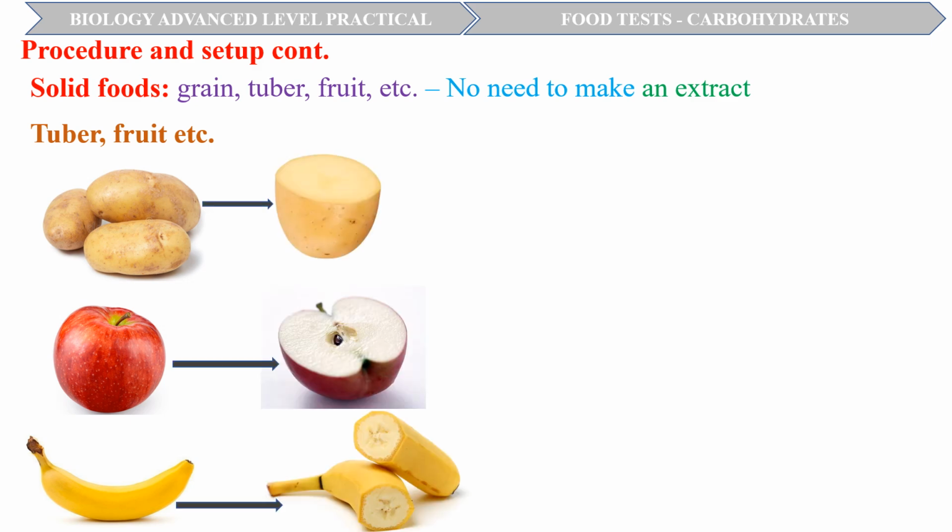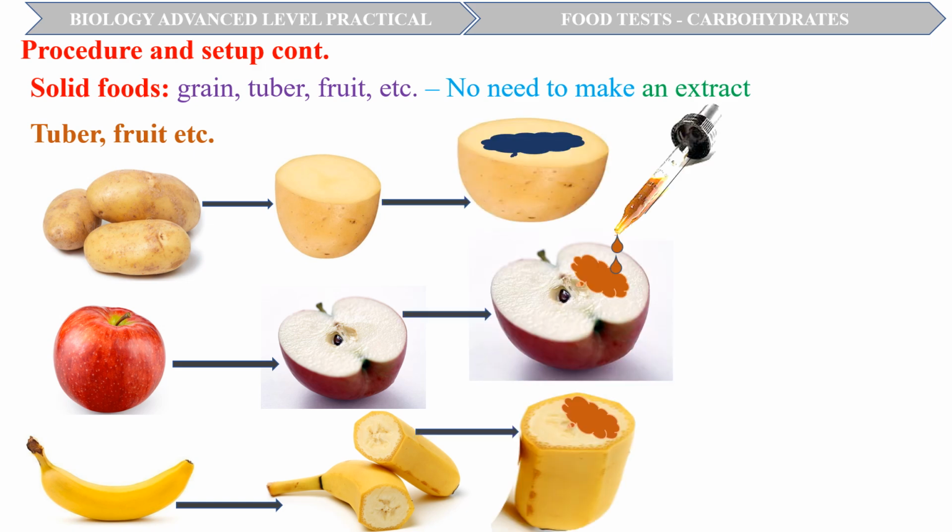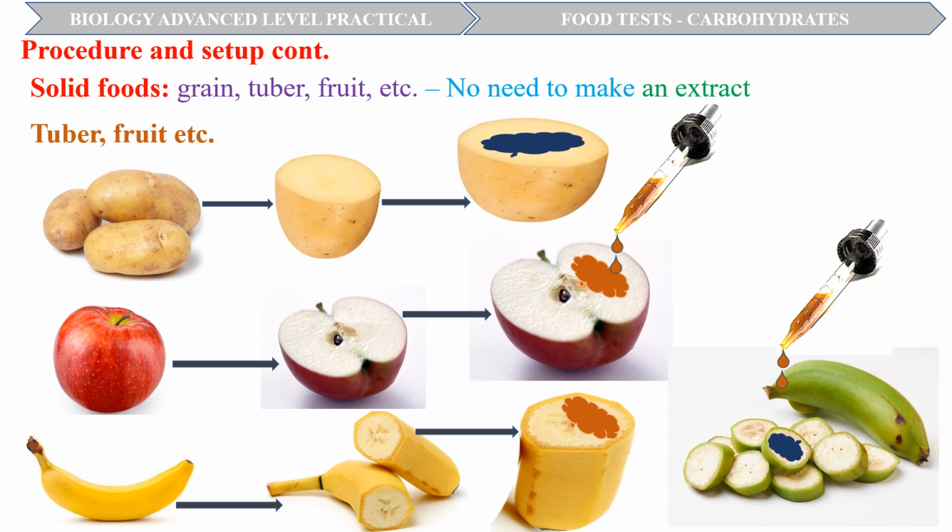Cut the potato, banana, and apple into 2 halves. Apply iodine solution to the cut surface using a dropper and observe. The iodine solution will turn blue-black upon contact with the potato tuber and cocoyam, while for fruits, apple, and ripe banana, the cut surfaces are stained yellow-brown. If we used unripe banana instead, there will be the formation of a blue-black color.